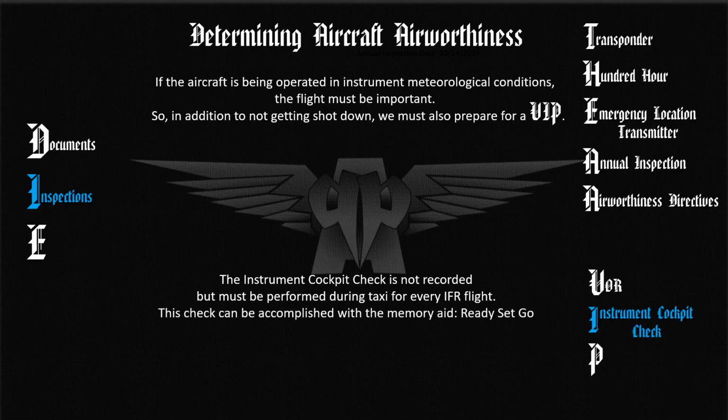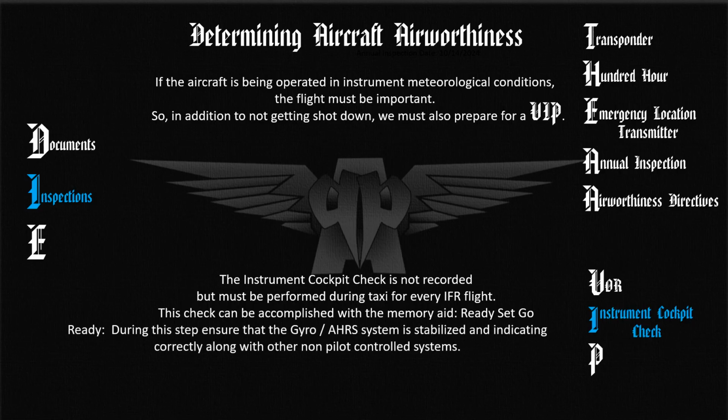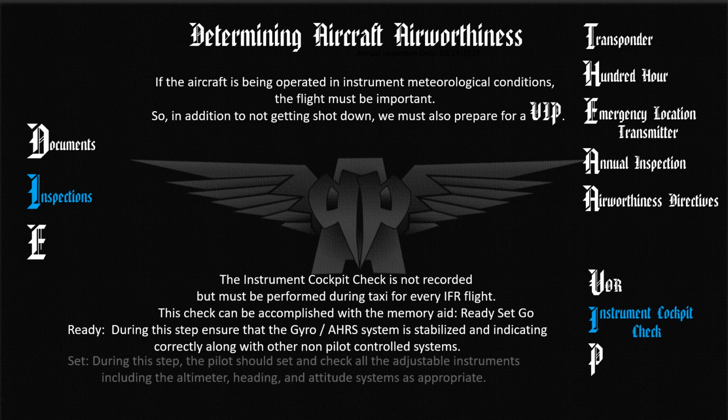This check can be accomplished with the memory aid, ready, set, go. Ready. During this step, ensure that the gyro and AHRS system is stabilized and indicating correctly, along with other non-pilot controlled systems. Set. During this step, the pilot should set and check all the adjustable instruments, including the altimeter, heading, and attitude systems as appropriate.